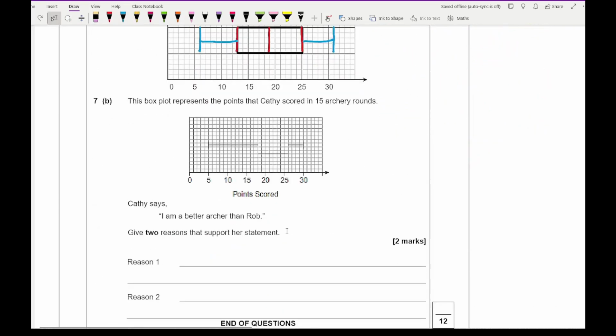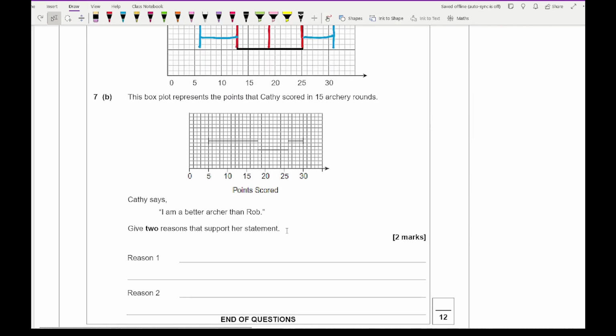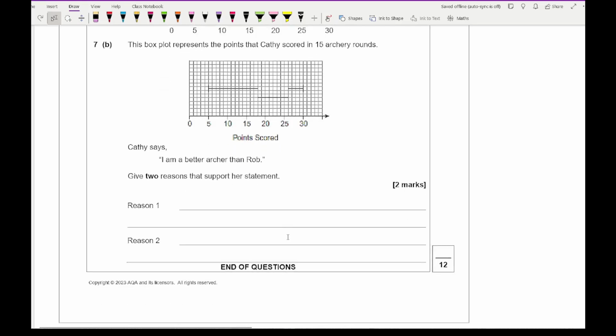Now for 7b, it says that the box represents the points that Kathy scored in 15 archery rounds. Kathy says that she's a better archer than Rob. Give 2 reasons to support her statement. So for this, you could write something along the lines of comparing the median, and then you want to write your second comment comparing the IQR.